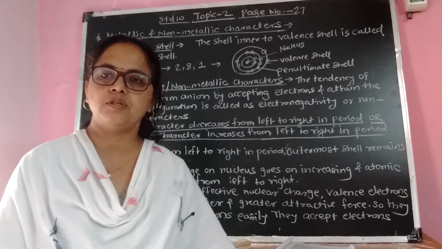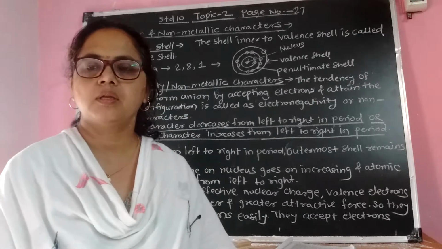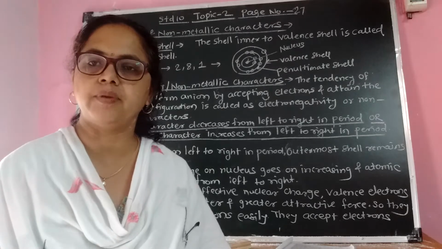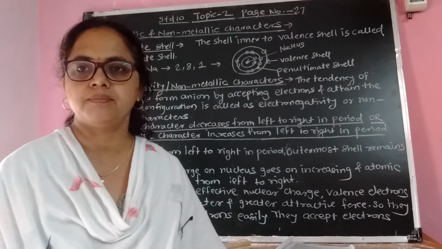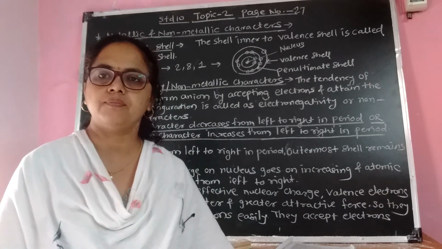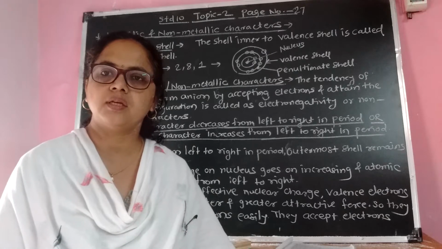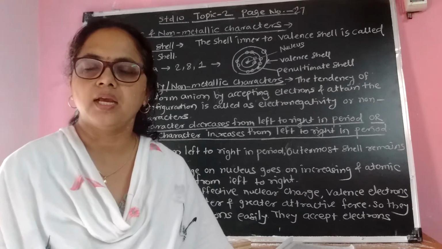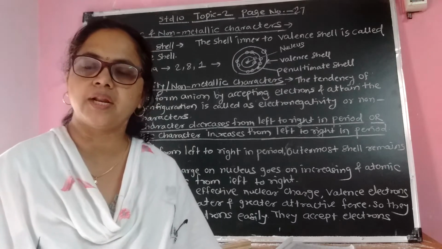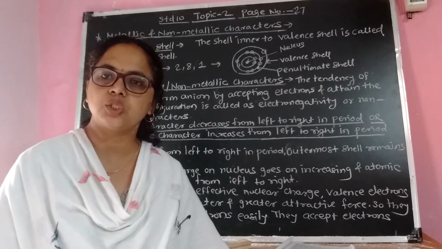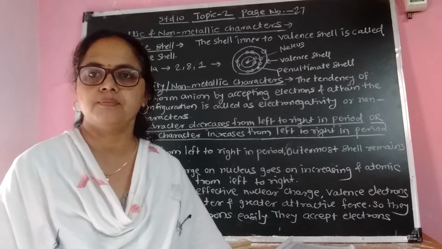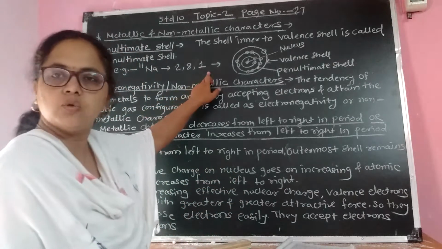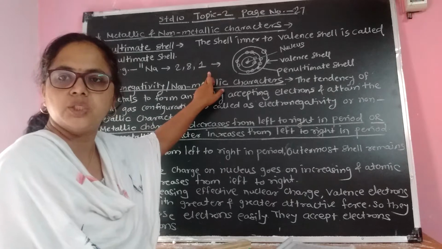We are going to see what is meant by penultimate shell. One term is given in your textbook. Penultimate shell is complete octet. Then what is meant by penultimate shell? If you draw an atom, in that atom, the last shell is called the valency shell. The shell inside the valency shell, that is, the shell inner to the valency shell, is called the penultimate shell.